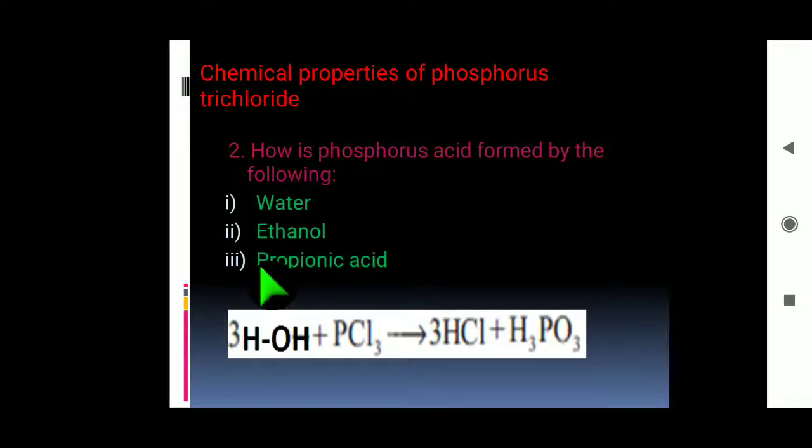Likewise, the third one also we can guess. Here, propionic acid, in the place of water, I just substitute propionic acid, C2H5COOH. So in the place of hydrogen, C2H5CO will come. So on the product side, 3 C2H5COCl with the phosphorous acid. Let us see the equation.